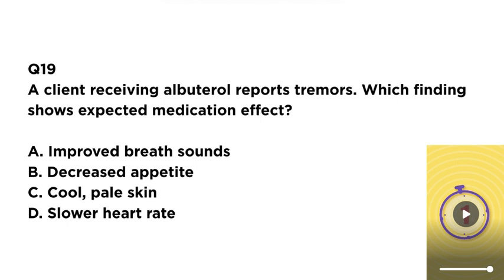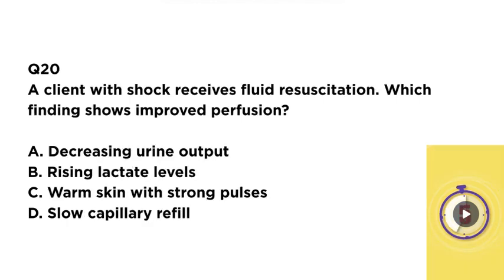Yay! Correct answer is letter A. Albuterol improves airflow, reflected by improved breath sounds. B is incorrect. Appetite has nothing to do with albuterol. C is also incorrect because skin changes are unrelated. D is also incorrect because albuterol usually increases, not decreases, the heart rate. Okay? And let's go to question number 20.